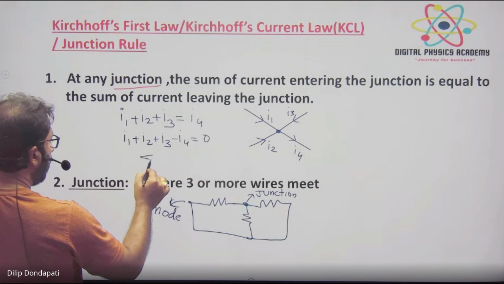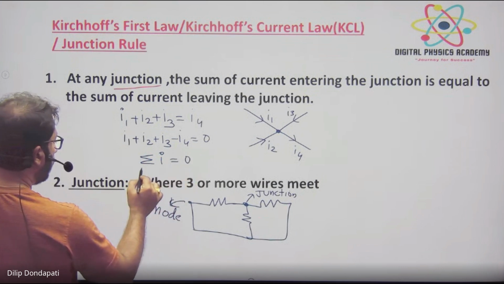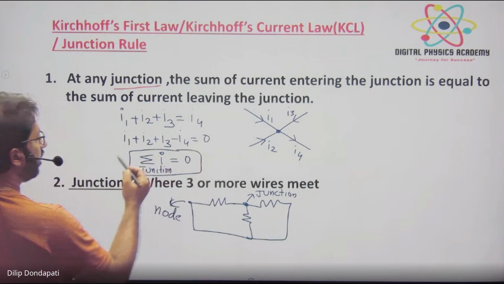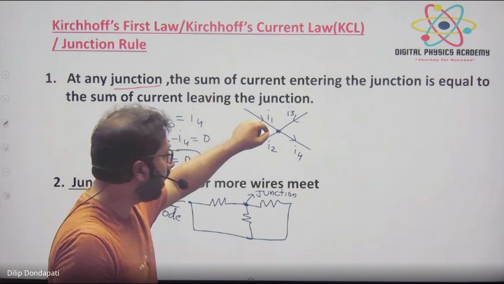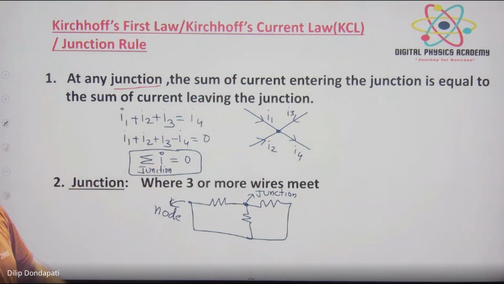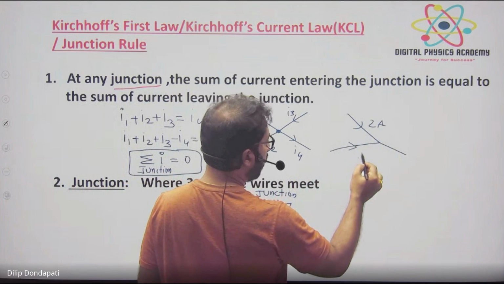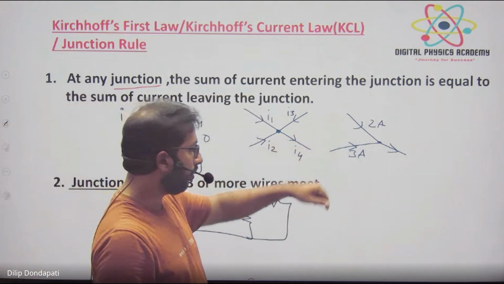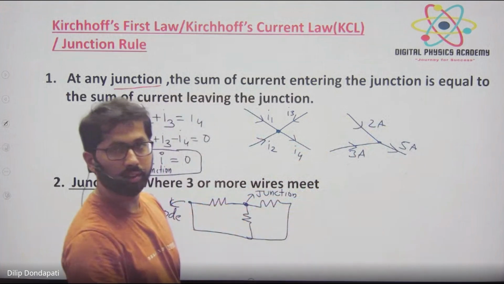I can call it sigma, the sum of currents is equal to 0 at the junction. So sometimes we represent KCL like this: sigma I at the junction is 0. So for the sum of the currents, incoming we take as positive, outgoing we take as negative. So the sum of all of them is always 0. This one we already know, right? Normally, look, suppose 2 ampere, 3 ampere. How much current is flowing out of the junction, both together? 5 ampere. So the sum of the incoming current is equal to the sum of the outgoing current. This is our KCL.